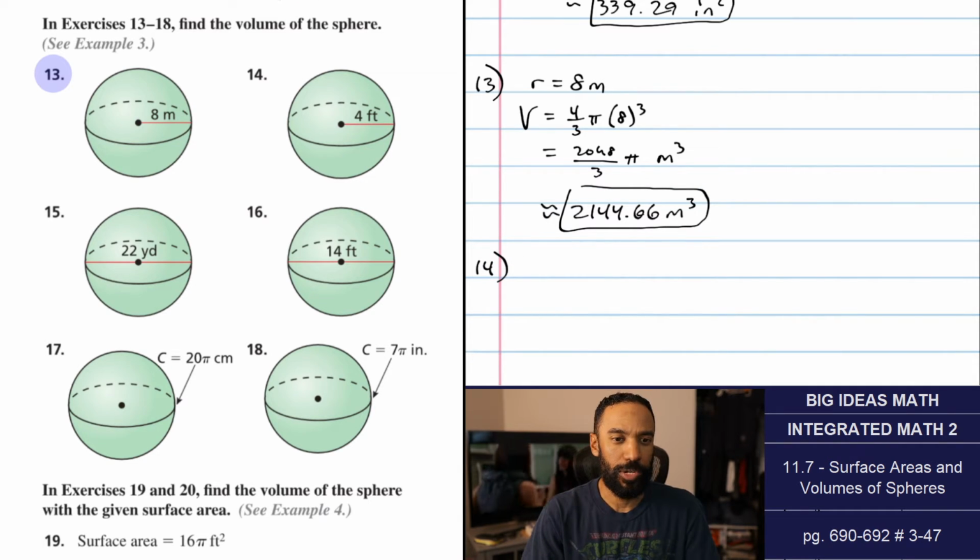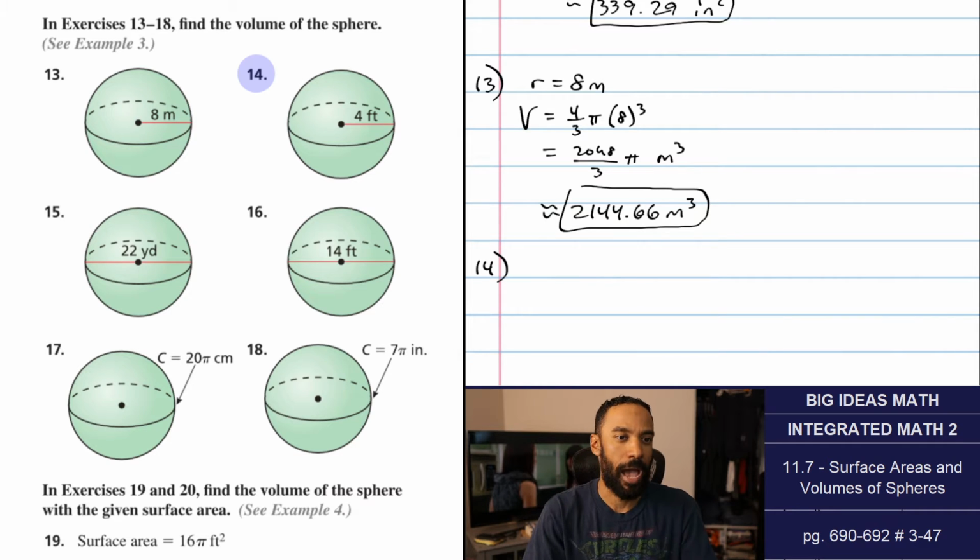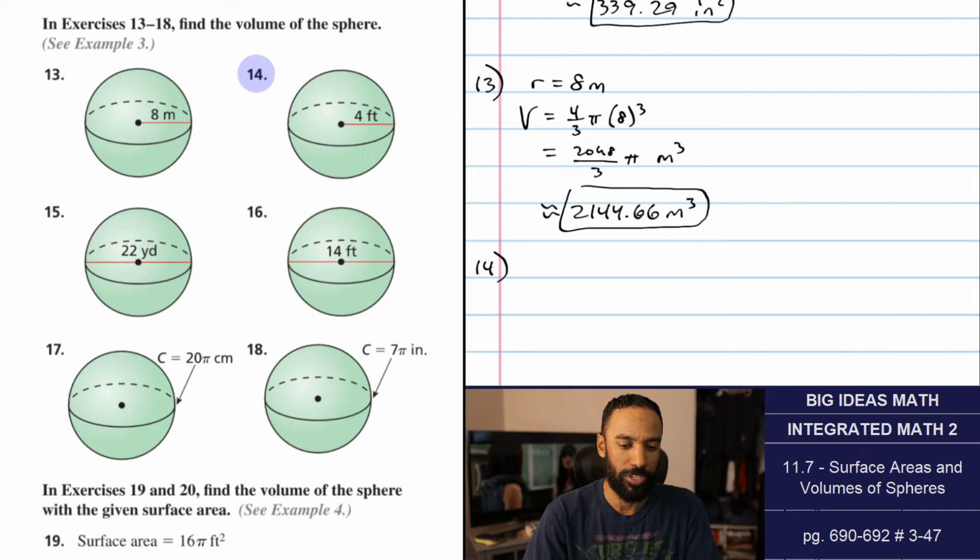Let's move on to number 14 with 4 feet. I could tell you the answer right now, because this is half the size, I can take my previous volume and divide it by 8. I'm just going to hit my divided by 8 button on my calculator. I'll show you what this looks like, and we'll see if this is what we get. Keep in mind that the answer now is a different cubic measurement. It's like cubic feet instead of cubic meters, but we should get this answer here.